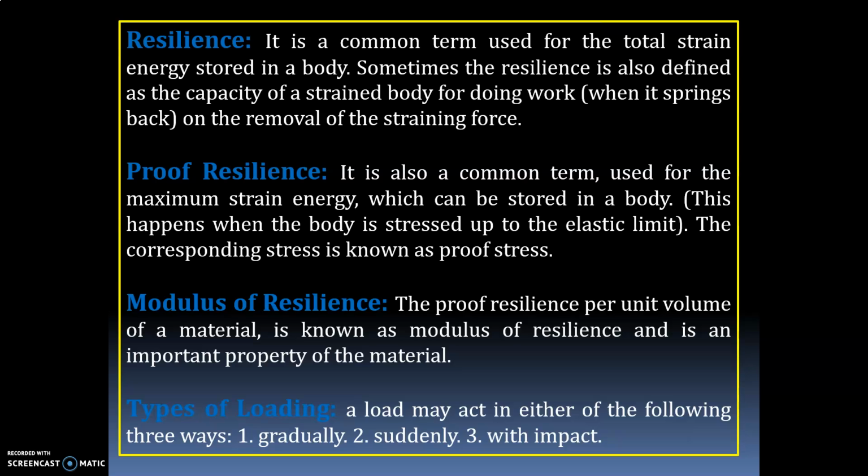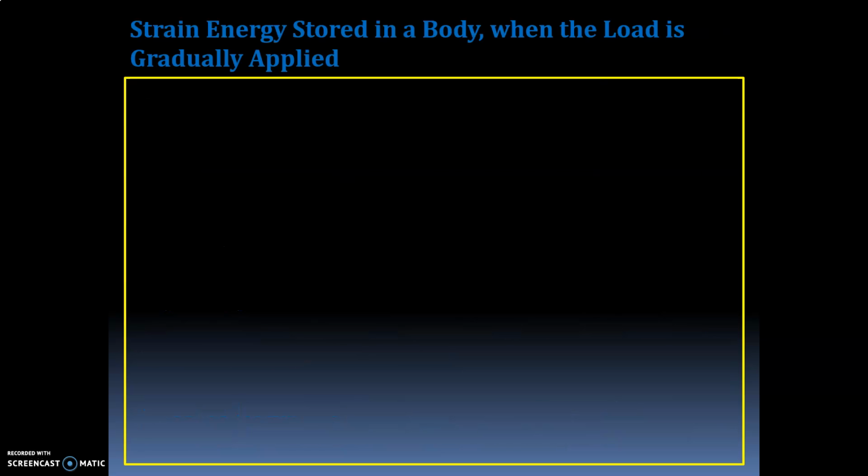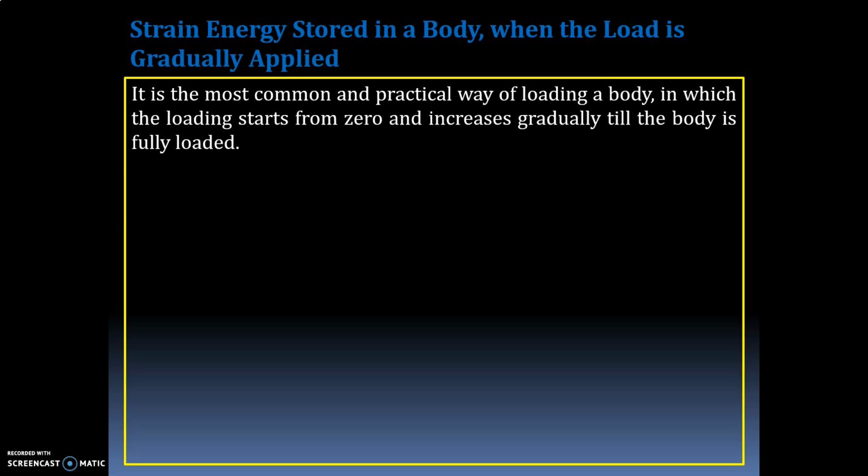This is about resilience, proof resilience and modulus of resilience. Now we'll see the different types of loading. Mainly there are three types of loading. The first one is gradual loading, the second one is sudden loading, and the third one is impact loading. So we will see them one by one. The first one is strain energy stored in a body when the load is gradually applied. When the load is applied gradually, what is the strain energy stored in the body? That we will see here. This is the most common and practical way of loading a body, in which the loading starts from zero and increases gradually till the body is fully loaded.